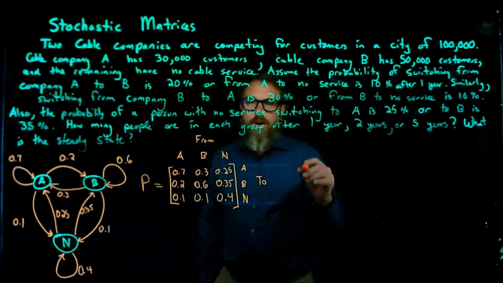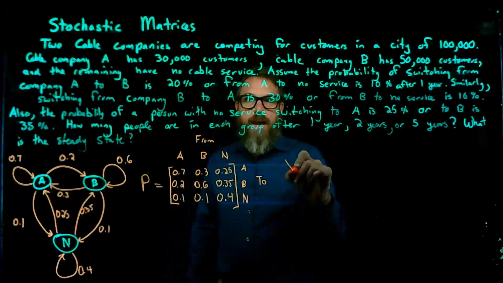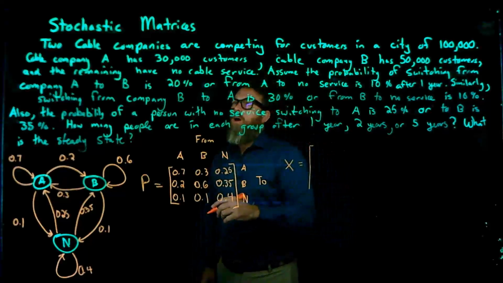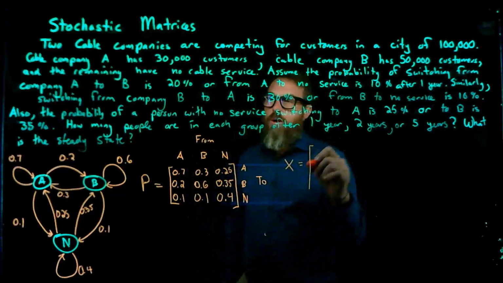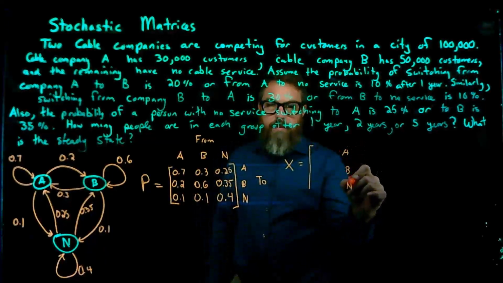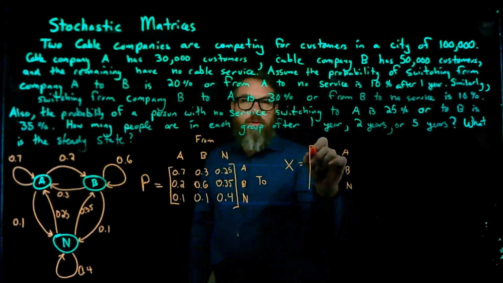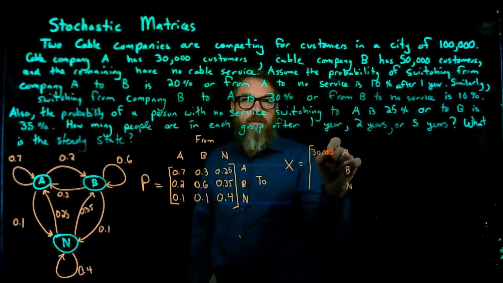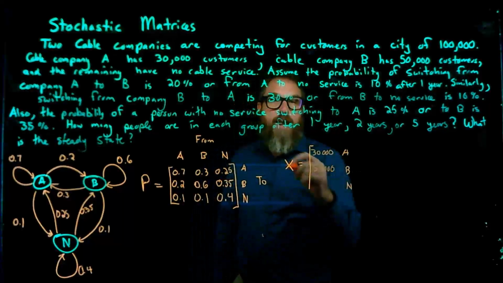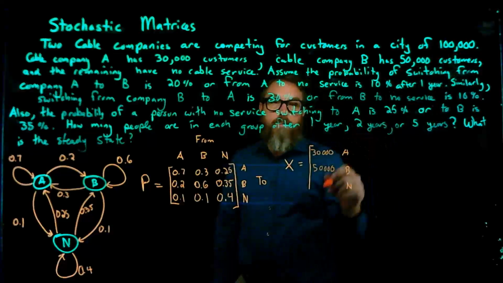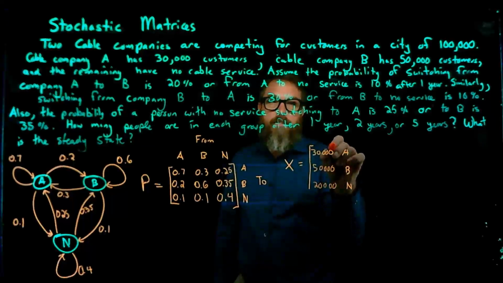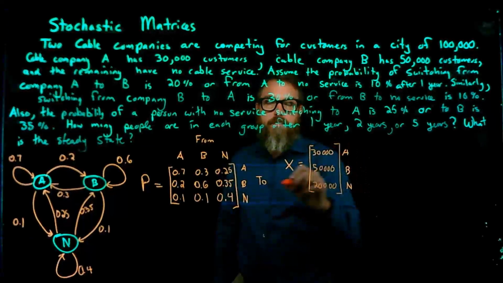Now we're going to have our other matrix, which is going to be matrix X, and this is going to be our population. Where is everybody in the beginning? Well, it says company A has 30,000, so I'm going to have it in the same order as this. So we're going to have an A, a B, and a no. Company A has 30,000. It says company B has 50,000. And then, of course, we have a total of 100,000 people. So if that's 80,000, the no service has 20,000. And that right there is our matrix X.